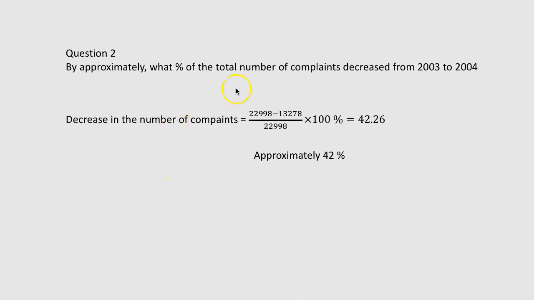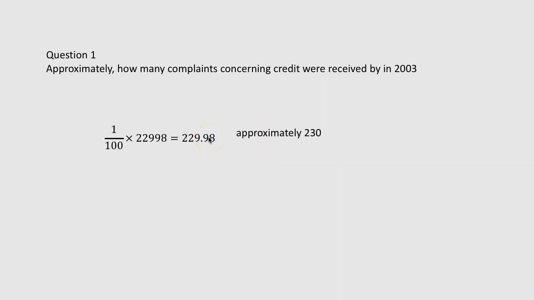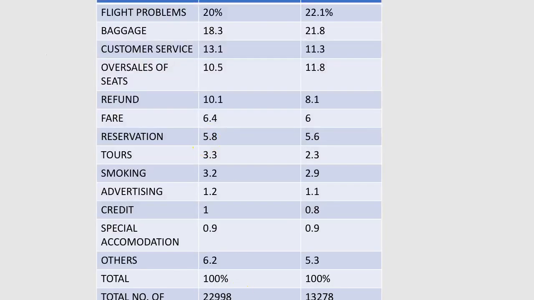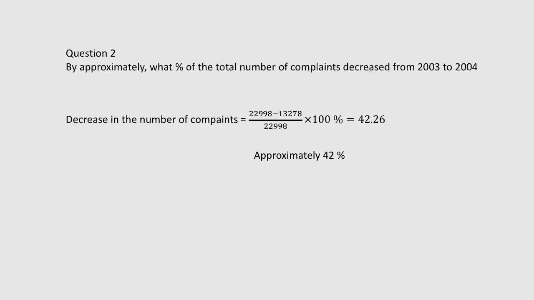By approximately what percentage of the total number of complaints did the total number of complaints decrease from 2003 to 2004? In 2003, the total number of complaints was 22,998. In 2004, it was 13,278. So the decrease will be 22,998 minus 13,278 by 22,998 into 100%, that is 42.26. So the decrease is approximately 42%.